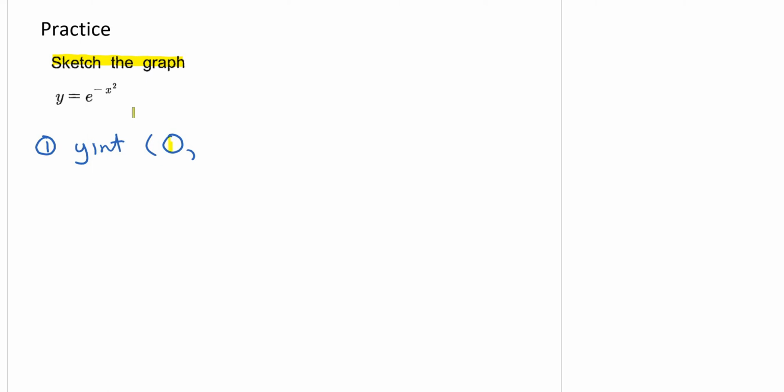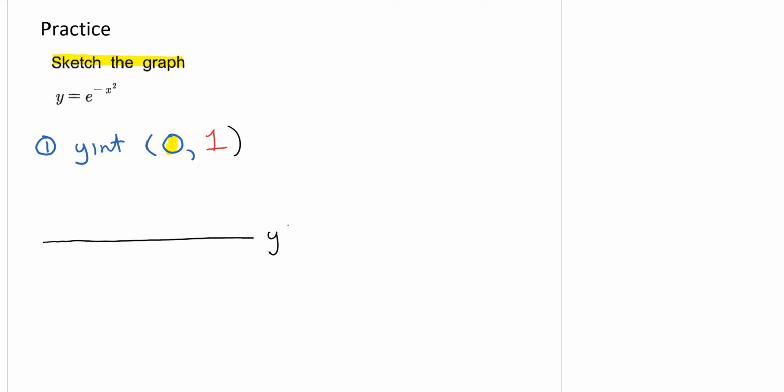If I plug in 0 here, that's the same thing as e to the power of 0, which is going to be 1. So the y-intercept is (0, 1), and you can find that right away. After that, this is where I'm going to skip some of the algebraic steps and give you the results from the first derivative test.